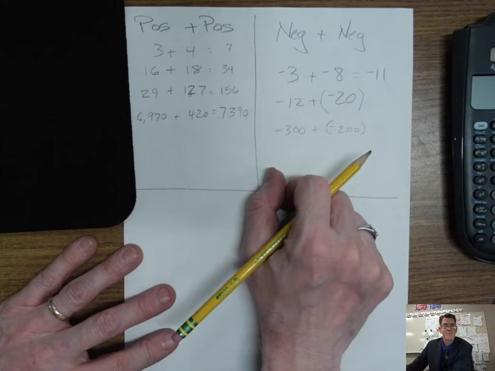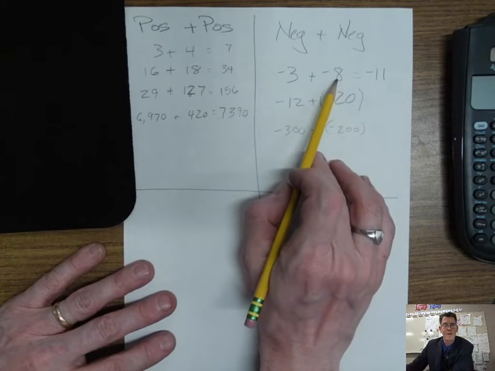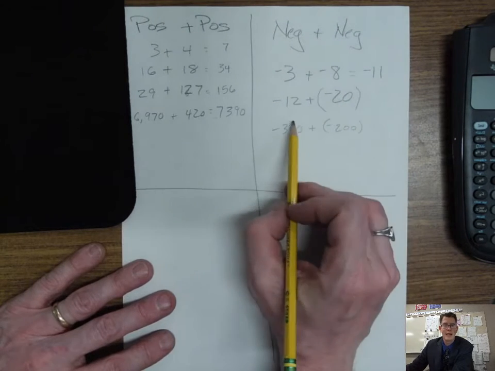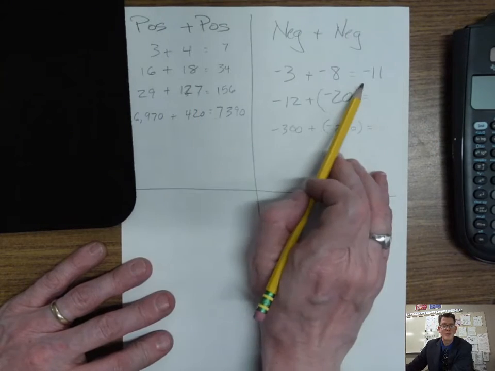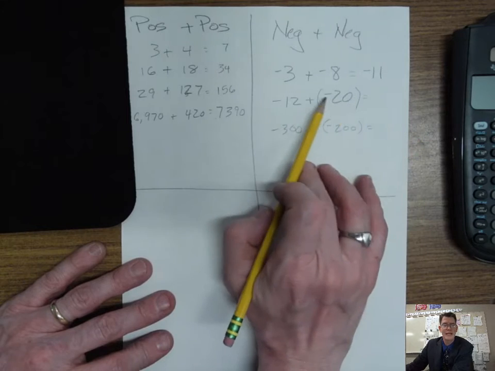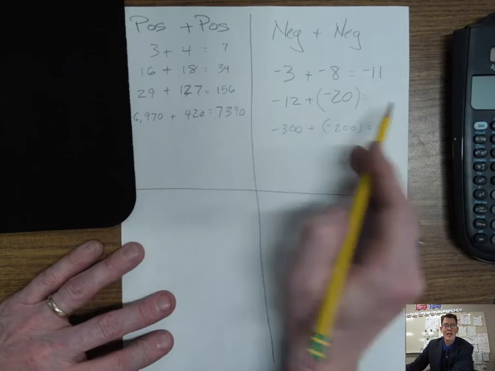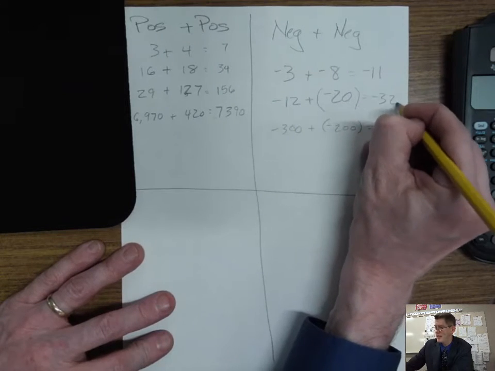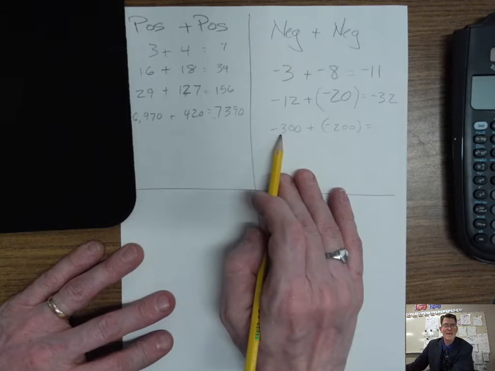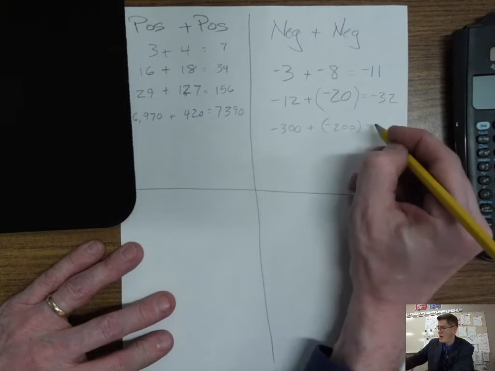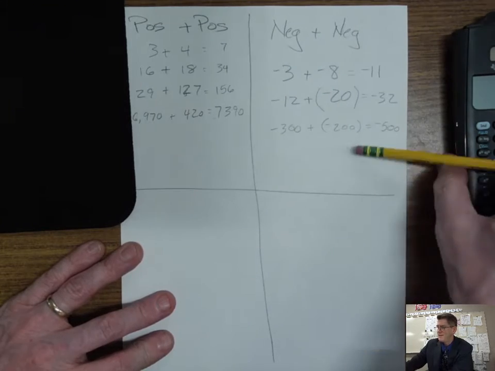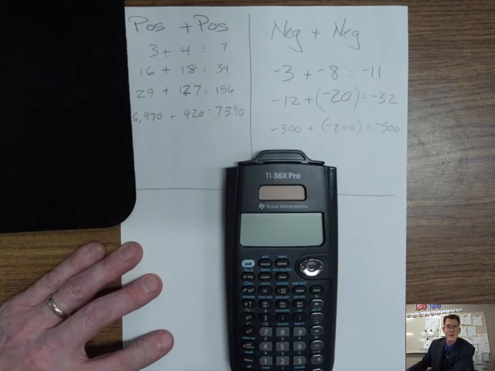-11 because it's more negative. You've gone further down the number line. And that's what you do anytime you have two negatives added together. It's the same as this, except you're going down into the negatives. So -12 and -20, if you use a calculator, is -32. And -300, adding -200 onto it, is -500.